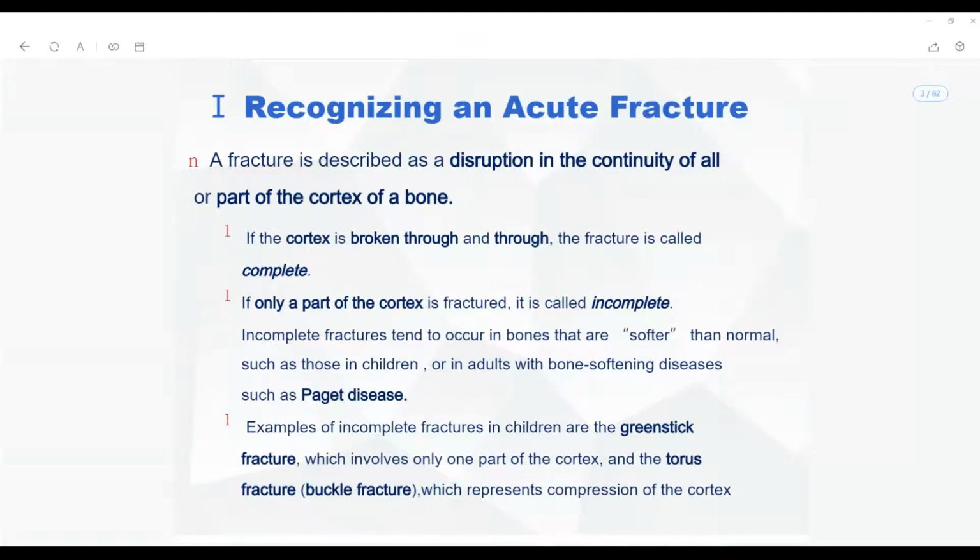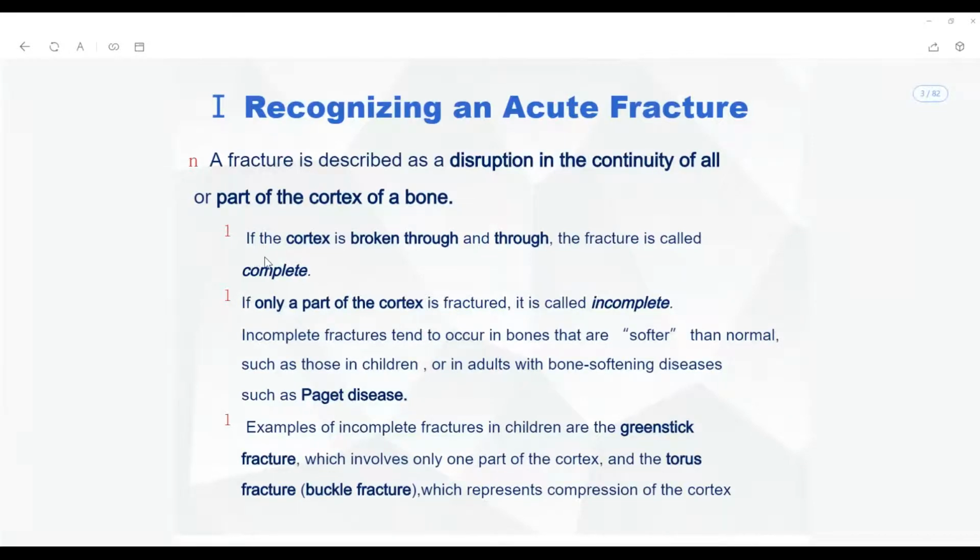Well, that is a different part of the story. But right now, it doesn't matter what kind of injury it is, it always looks like the disruption in the continuity of a part of a bone, right? Okay, so how do we recognize it?